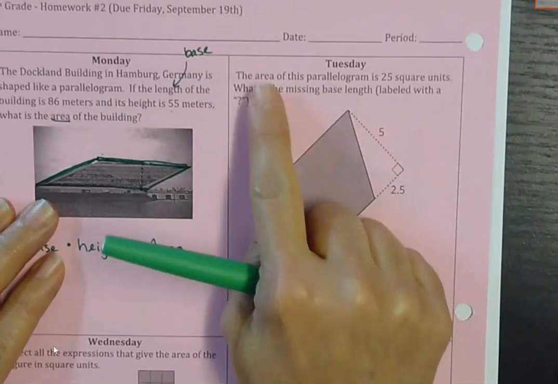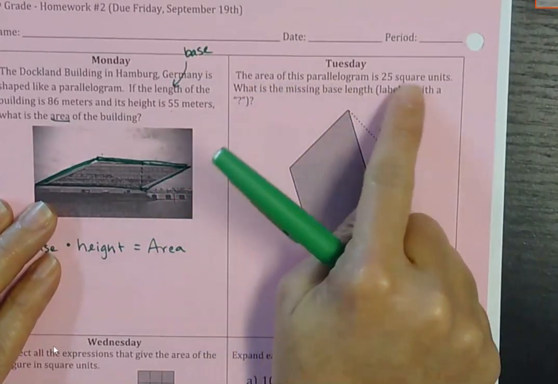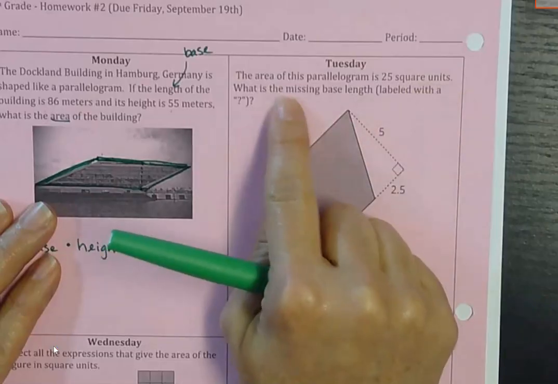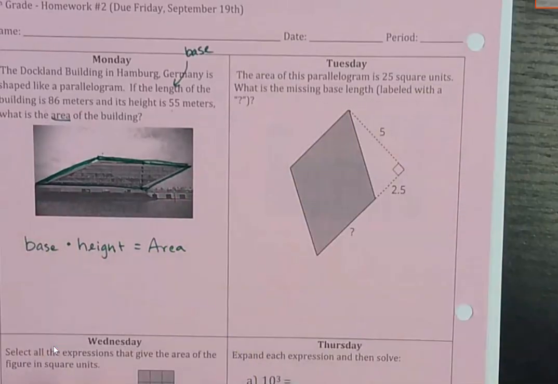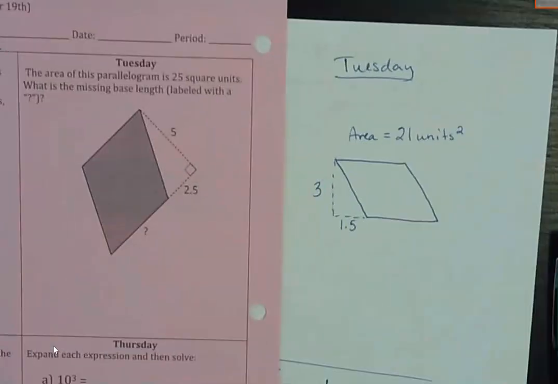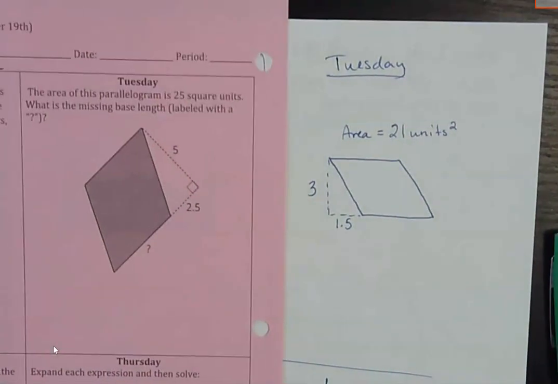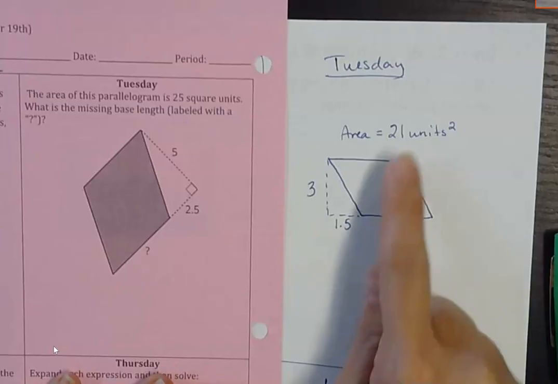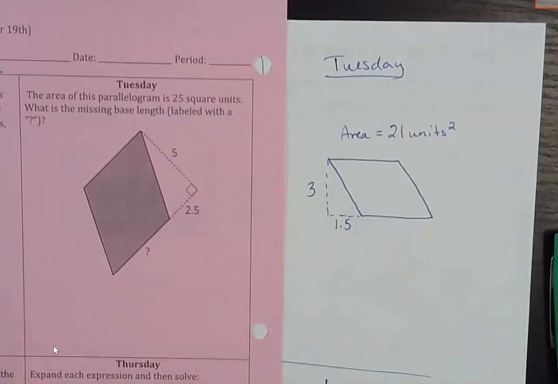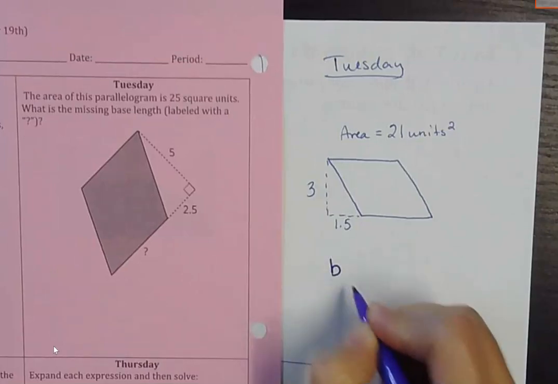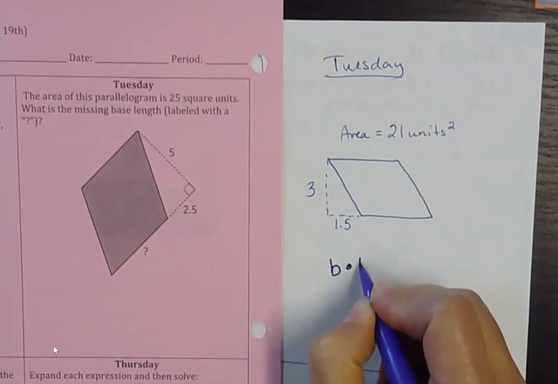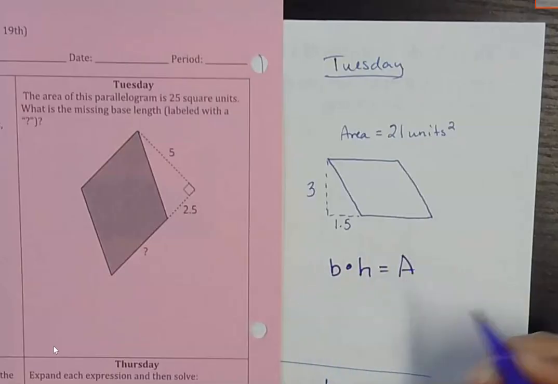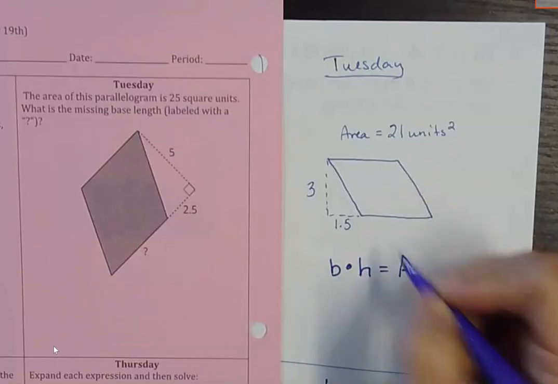Tuesday says the area of this parallelogram is 25 square units. What is the missing base length? Okay, I'm not going to solve this one for you, but I will solve one similar to it right next to it. So for this one, I've got a parallelogram with an area of 21. And remember, like we talked about on the last problem, base, we're going to abbreviate, times height is equal to area. So what information do I have?